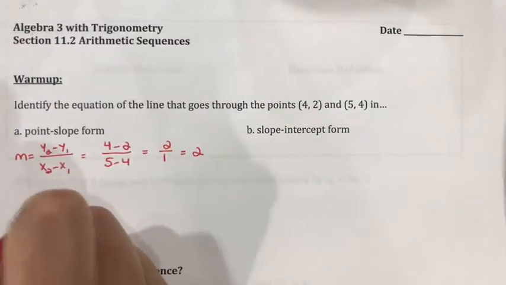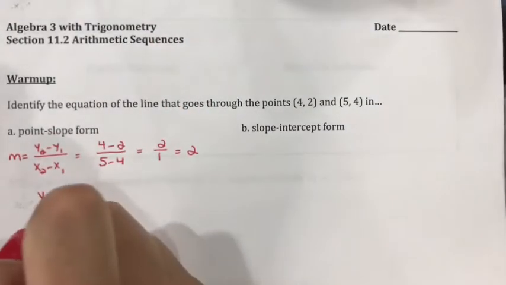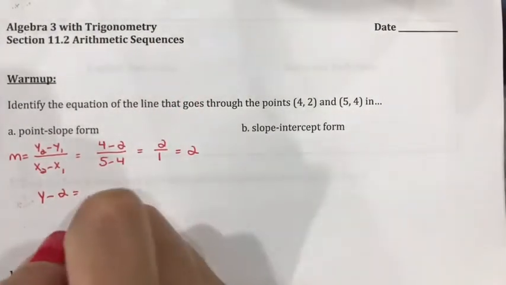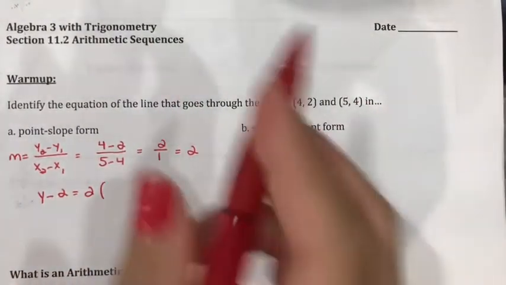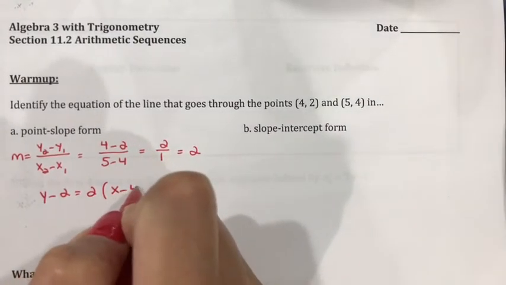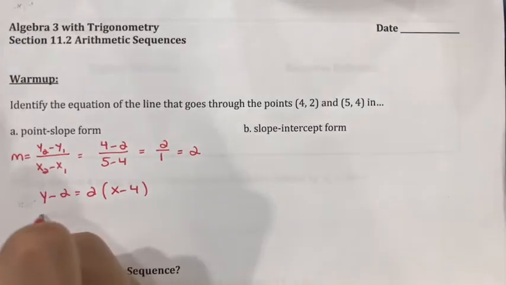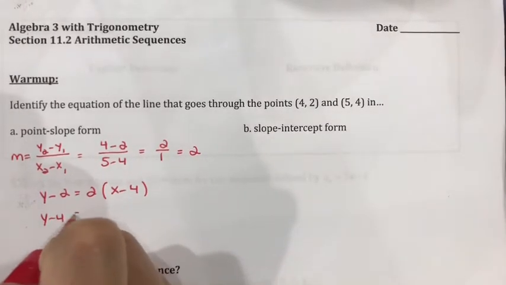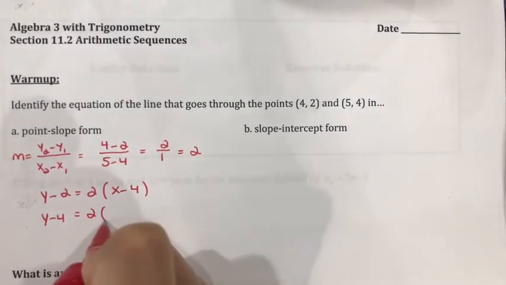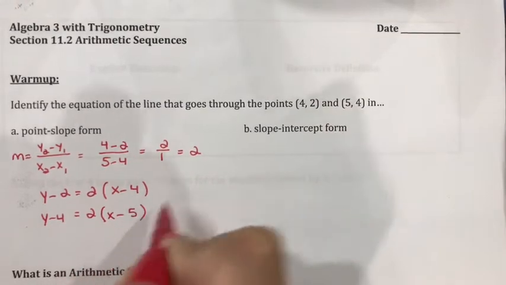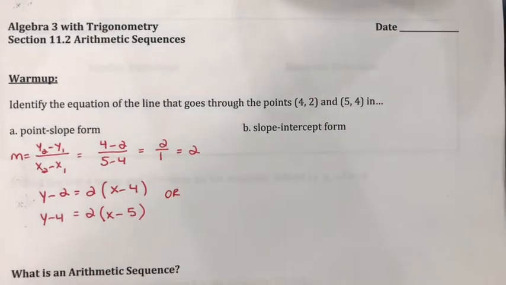We do y minus the y value equals your slope, and then x minus the x value. Okay, now I could have used the other coordinate. I could have done y minus 4 equals 2 times x minus 5. Either of these would have been acceptable.